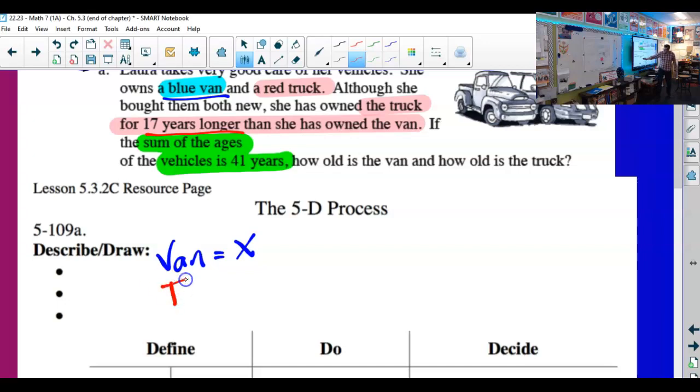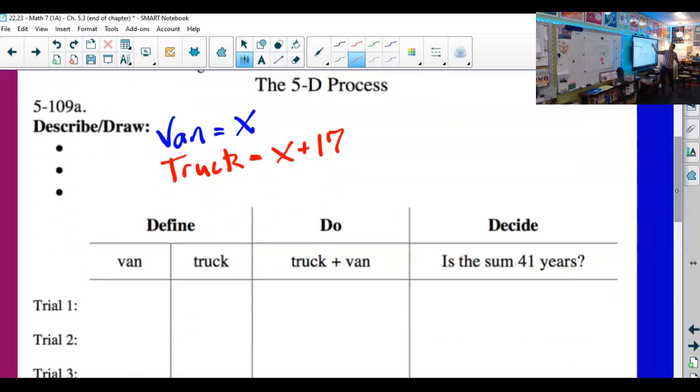So the truck, what could we write for the truck? 17 plus x. Yeah, it's the x, but plus 17. Guys, never involve a second variable unless you have to. Because if you made the truck y, now we can't solve this. Hey, Ross, we're doing something up here. You should be writing on here. So above the van column, let's put x. Above the truck column, x plus 17.